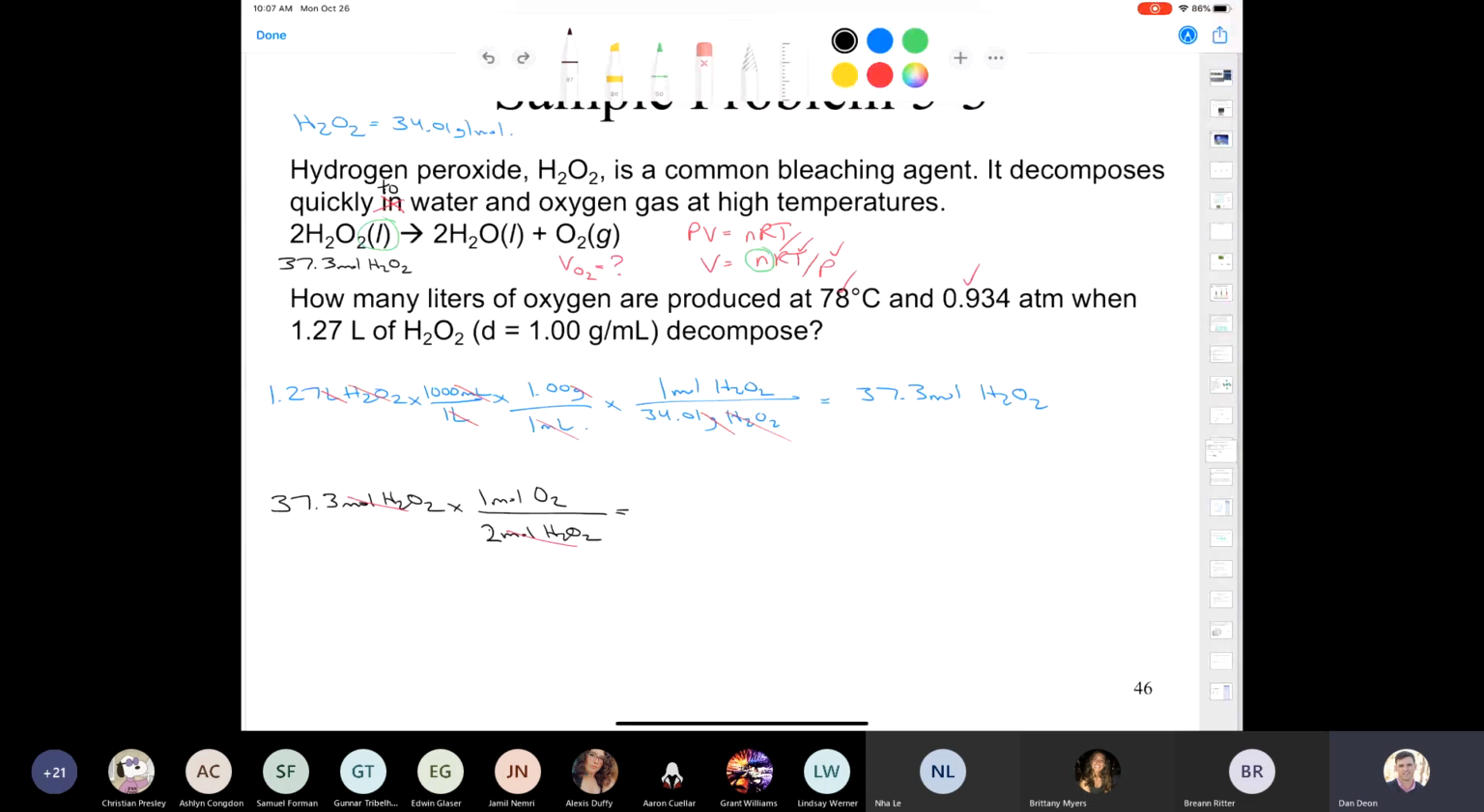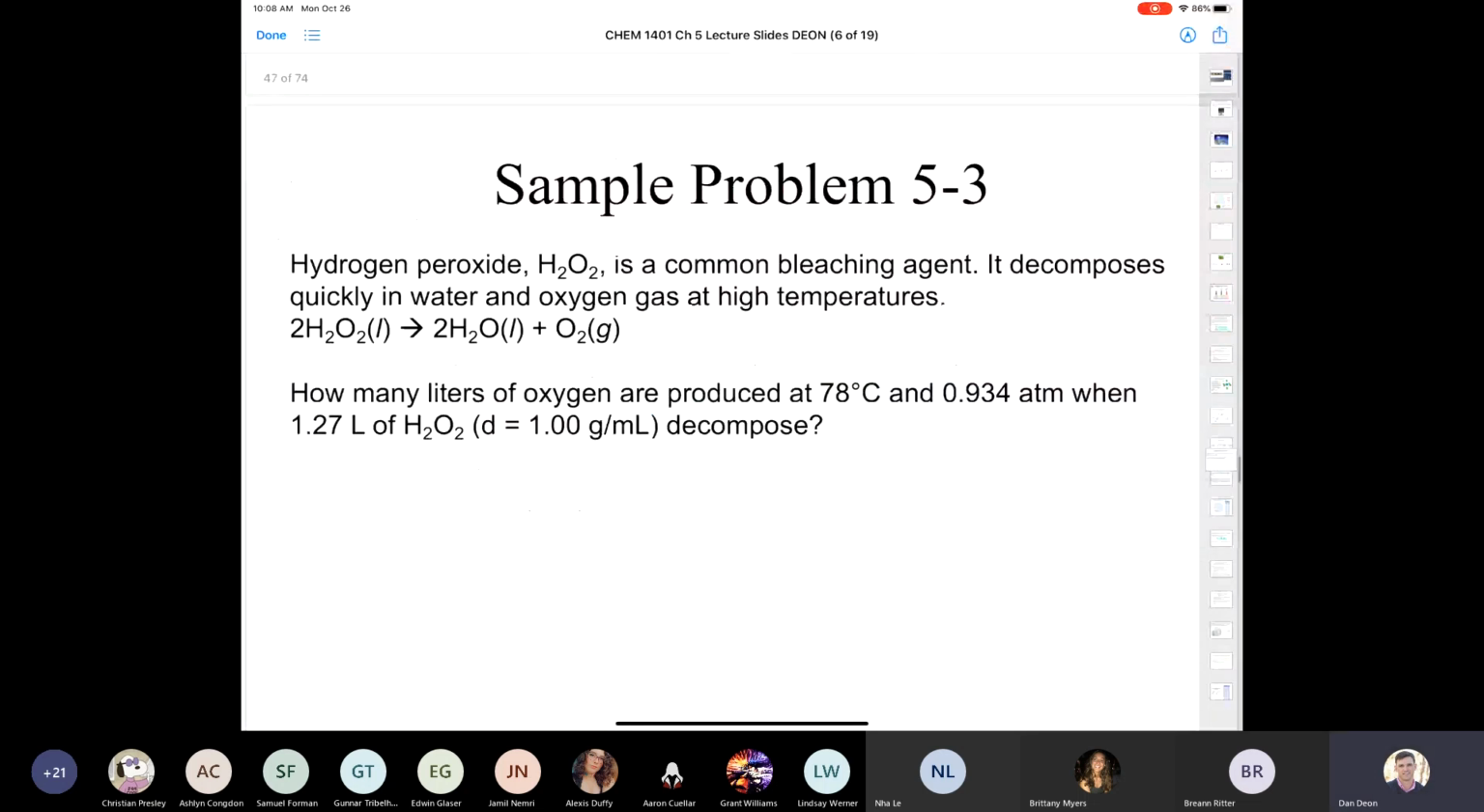Anyhow, we end up with a total of 18.7 moles of oxygen. Okay, now I'm going to take this and copy that. I've made another slide here just so I have more space. So we're going to plug that in, paste, and now we have our number of moles of oxygen.